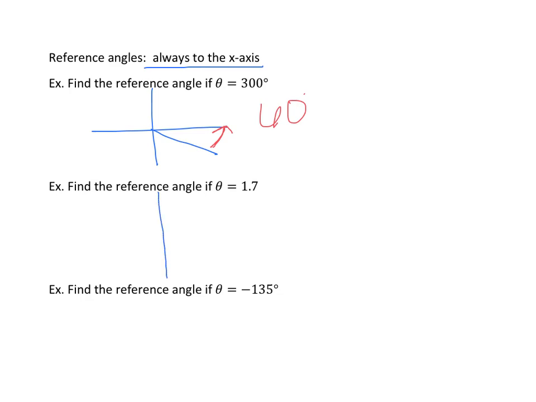Okay. Now I'm at 1.7. That's in radians. It doesn't have a degree sign. Well, we know pi is 3.14, so where's 1.7 going to fall? Somewhere right in here. It's a little more than half. What's the angle it's going to make? Well, if this is 1.7 and that's 3.14, 3.14 minus the 1.7 gives me 1.44.